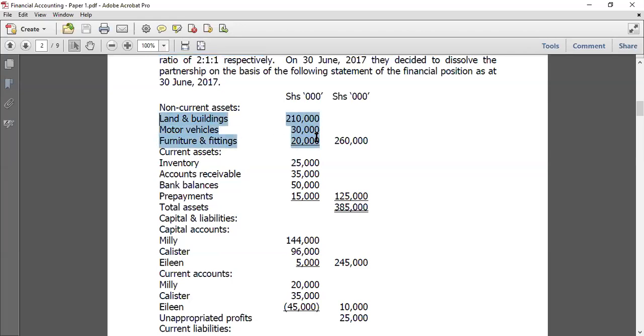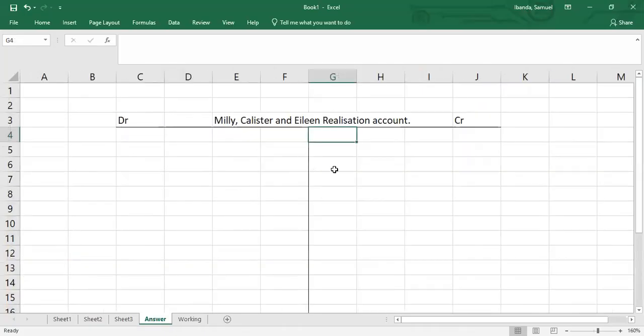So I have land and building, fixtures and fittings. So in their respective accounts, I'm crediting them, okay? But I'm going to debit them when I come to my realization account, okay? Okay, I'm going to debit them. So this is what I'm going to do.